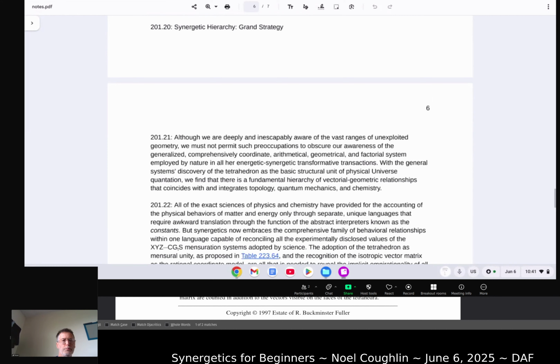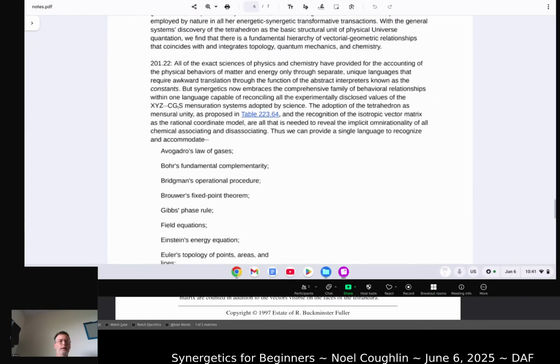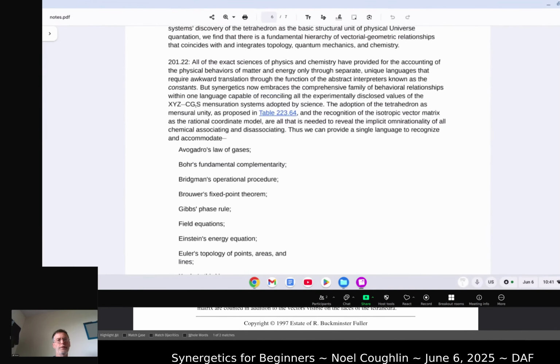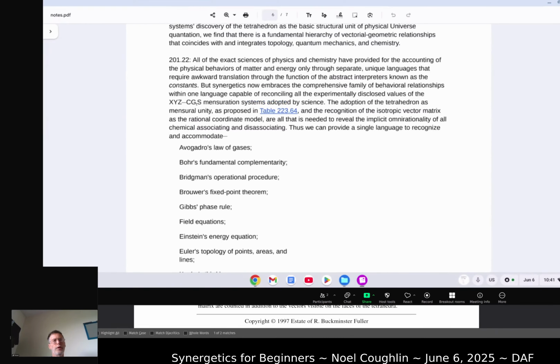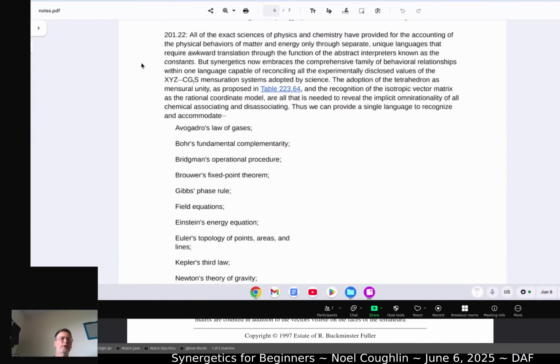With the general system's discovery of the tetrahedron as the basic structural unit of physical universe, quantation, we find that there's a fundamental hierarchy of vectorial geometric relationships that coincides with and integrates topology, quantum mechanics, and chemistry. And so I took him at his face value because I never studied any of these things before. The first book I studied on any of this stuff, other than having read lots on lots of different subjects for many years, was Synergetics when I was 40. When I was reading, I was remembering what Arthur said, and I just took Bucky at his face value.